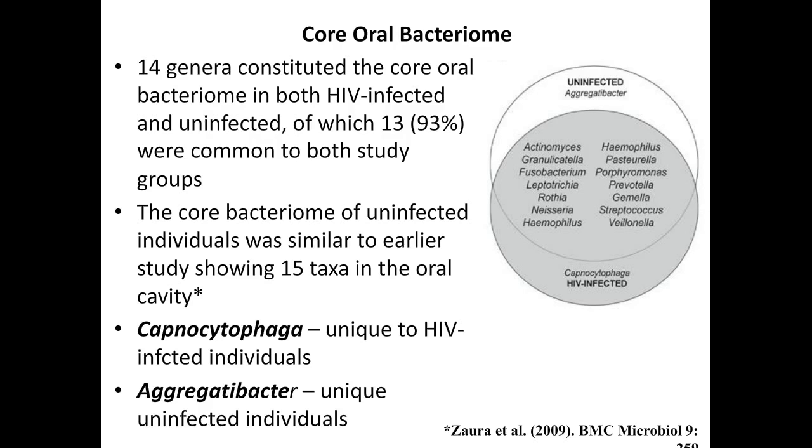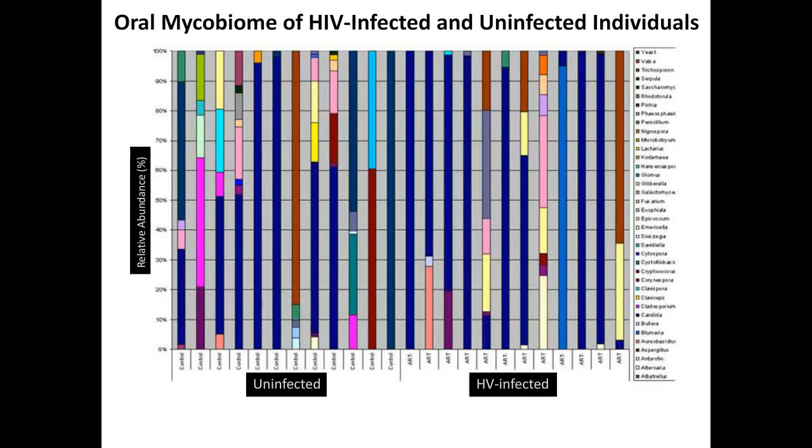Core is defined as we defined it before: present in at least 20% of the people. And you can see the vast majority of organisms were common between the two groups. Only in the uninfected was Agrigobacter present, whereas in the HIV infected, Capnocytophaga was only present there. But really the vast majority were common organisms, and this data suggested to us that we don't see a lot of shift in the bacteriome in HIV infected patients when we look at the oral cavity.